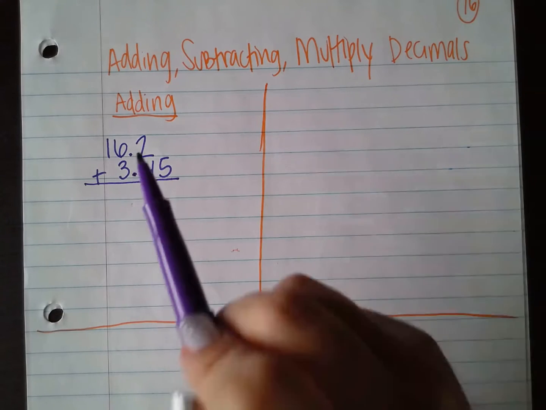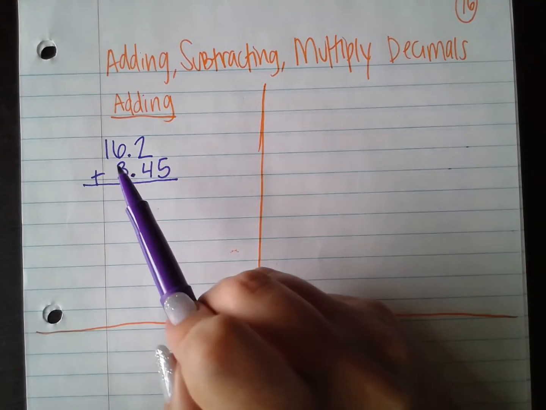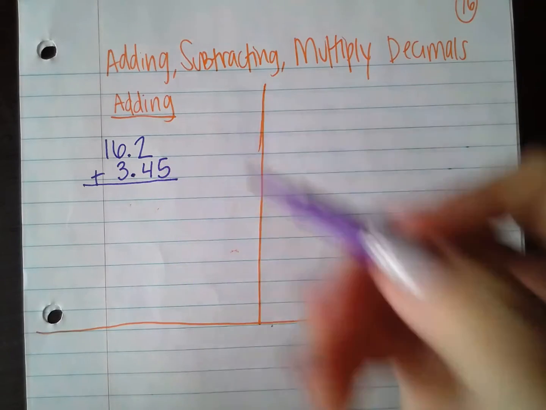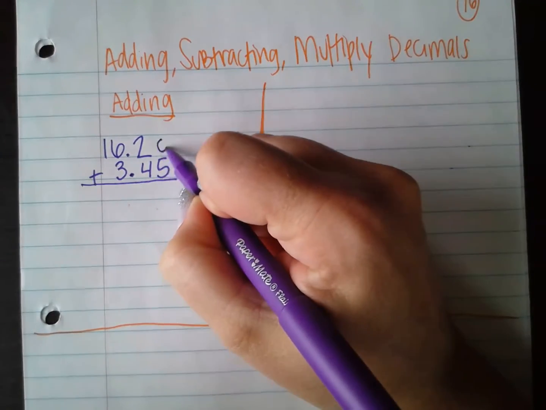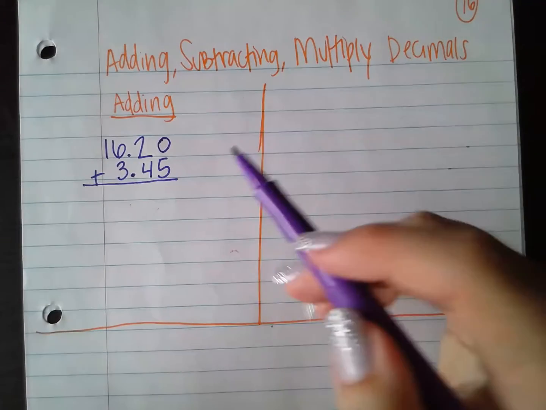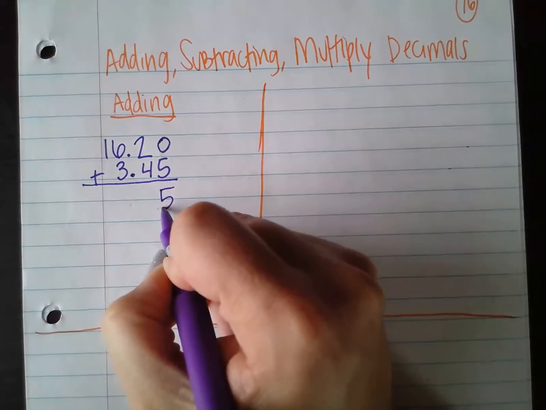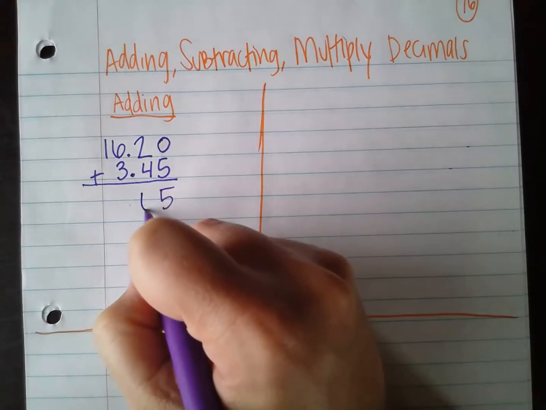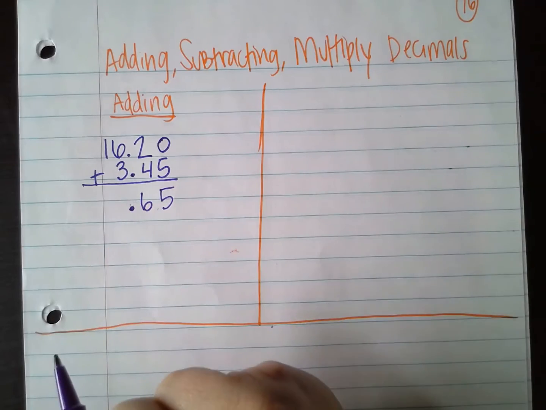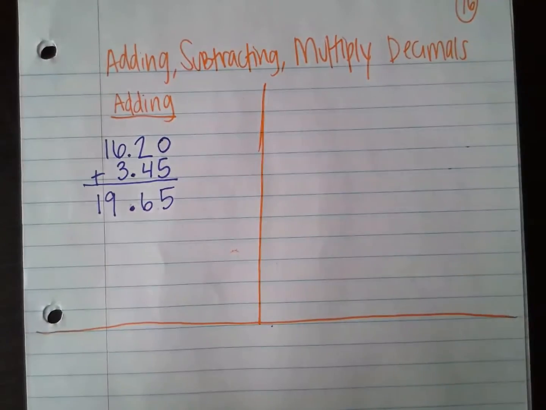So there's not a number here. There's no hundredths place in 16 and 2/10. However, we can use 0 as a placeholder. Okay, and we're just going to add our place values together. So if I start here at the end, 0 plus 5 is 5, 2 plus 4 is 6. I'm going to keep my decimal point there, and 16 plus 3 is 19. So if I add these two together, I get 19 and 65 hundredths or 19.65.